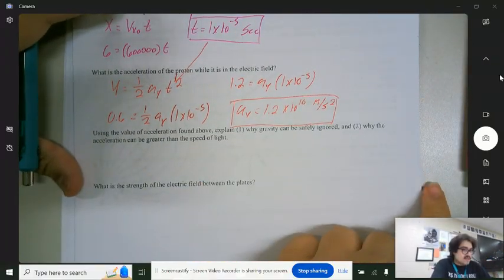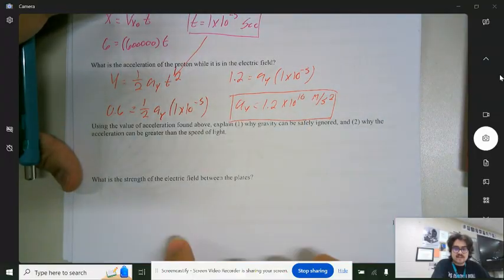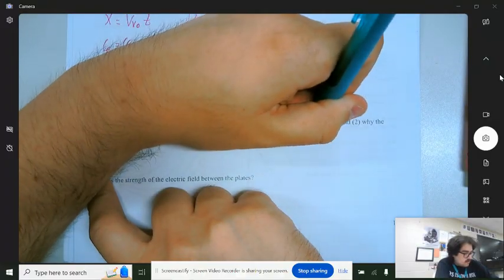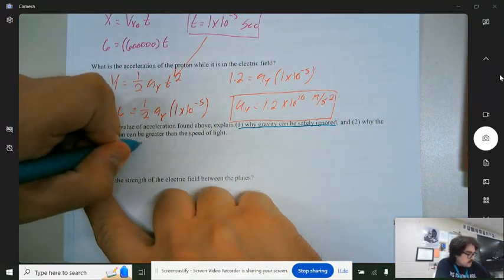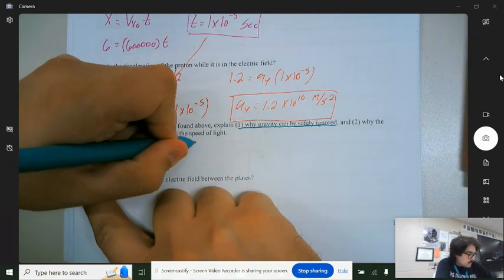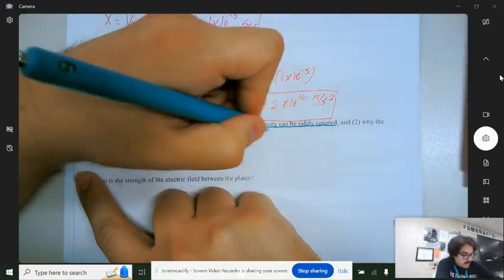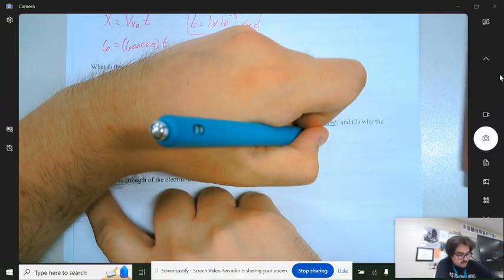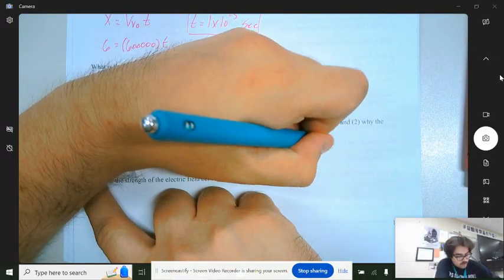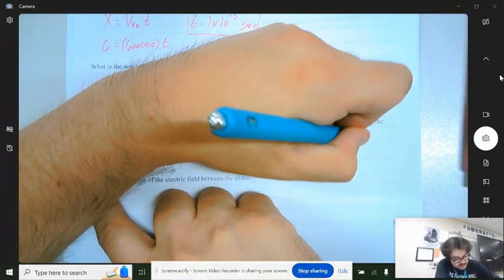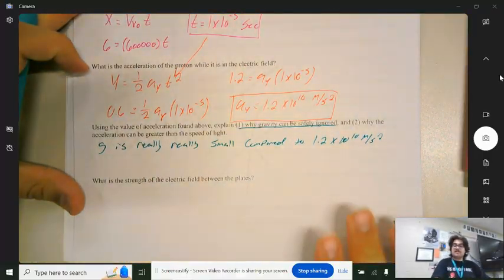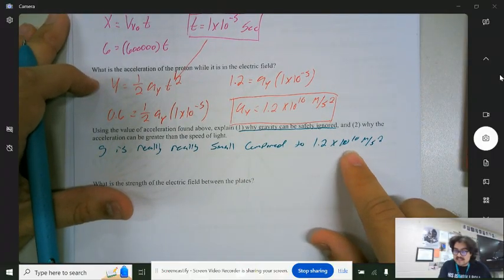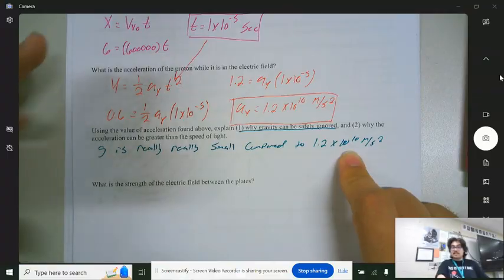So why is the proton able to have that high of an acceleration? Also, why can we ignore gravity? Well, first off, we can ignore gravity because g is really, really small compared to the electric field acceleration of 1.2 times 10 to the 10th meters per second squared. If you're comparing something that's like 9.8 or 10 to 1.2 times 10 to the 10th, it's almost negligible at that point. It doesn't even matter.